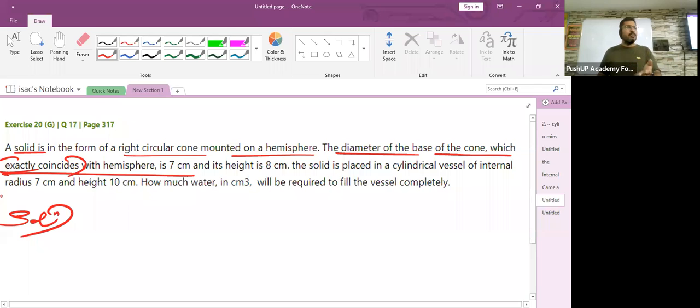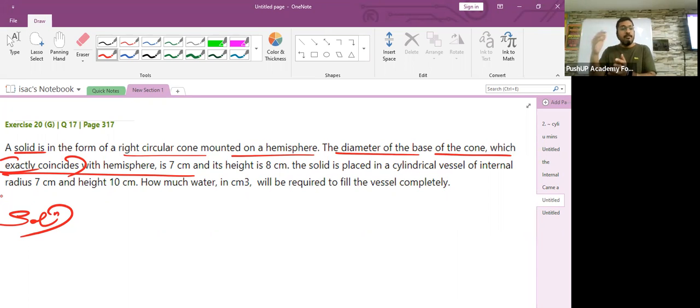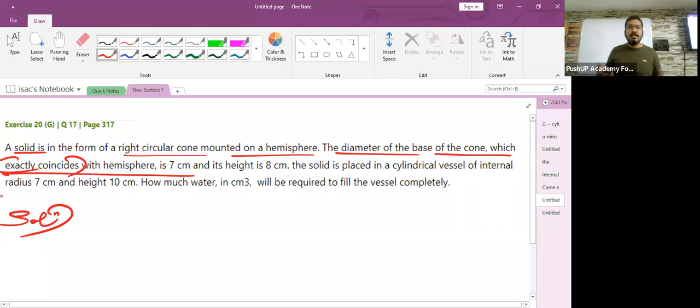Read number one, it is given to you. The question which I am reading, the same question is given to you also. How come you people miss out on these important words? Read it like this. The diameter of the base of the cone, which exactly coincides with hemisphere, is 7 cm and its height is 8 cm. Whose height is it? It is the cone's height.